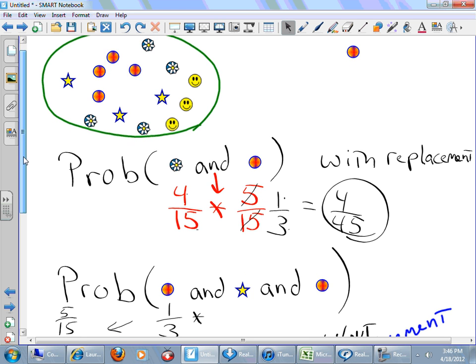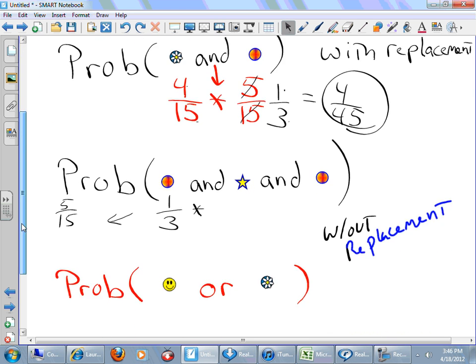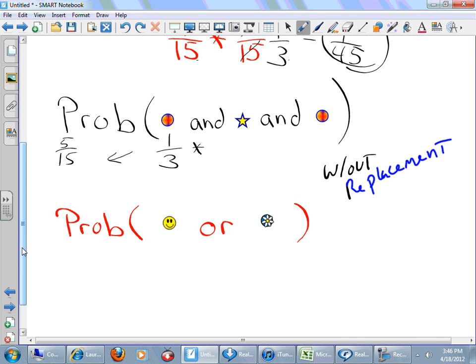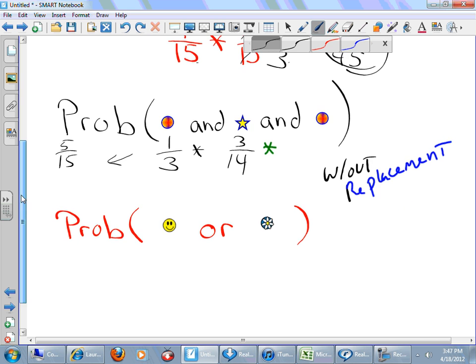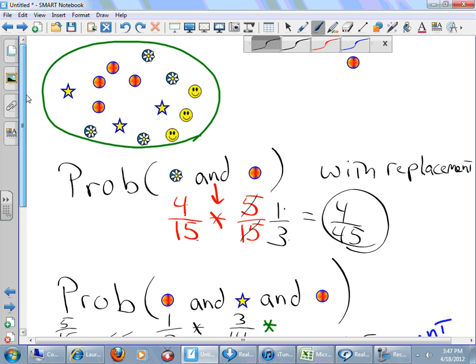Okay, so now to get a star, it looks like there's 3 stars in there. 3 stars. But there are only 14 jelly beans left in the bag. So the probability of getting the star one is 3/14. That doesn't simplify by itself, but I'm going to mark down multiplication for the and, and now I'm going to go back to my rainbows.